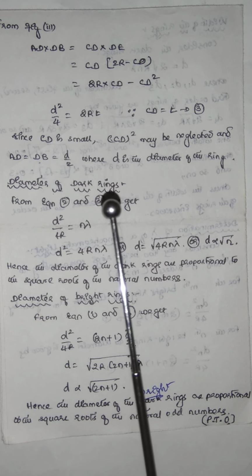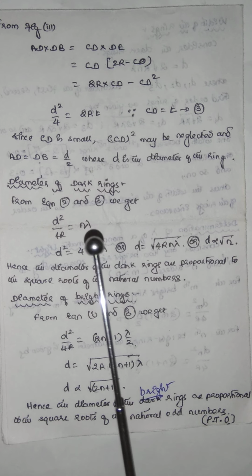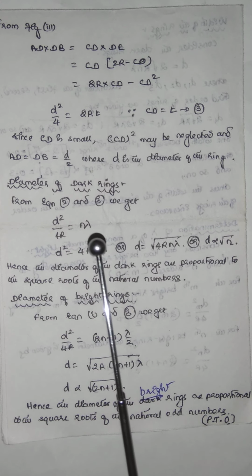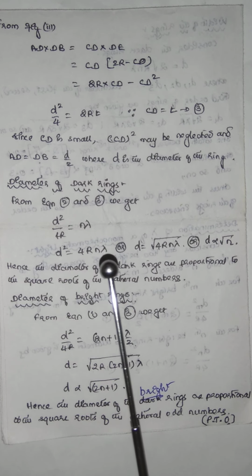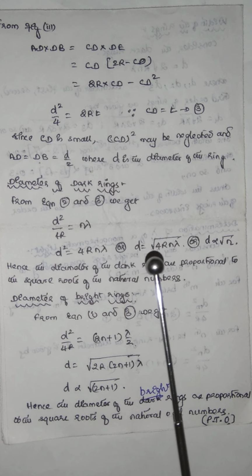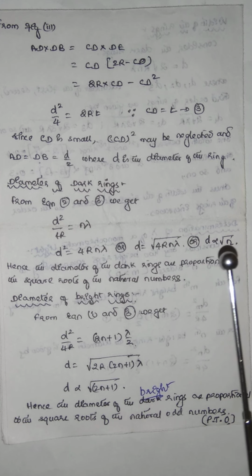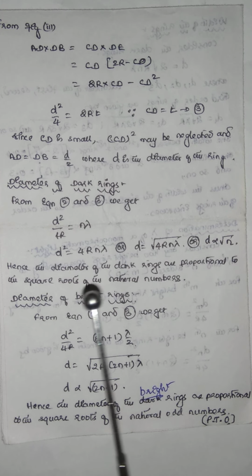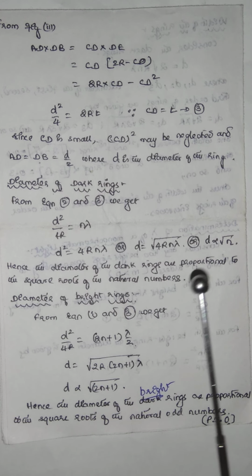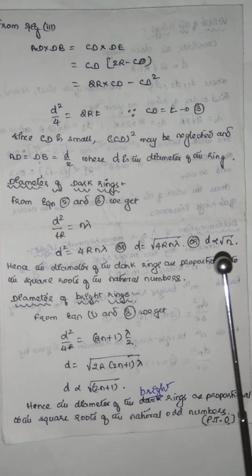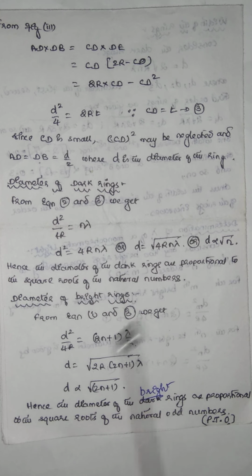Therefore, the diameter of the dark fringe is given by, for dark fringe, the path difference is n lambda. D square by 4R is equal to n lambda, or D square is equal to 4R into n lambda, or D is equal to square root of 4R into n lambda, or D is proportional to square root of n. Therefore, the diameters of the dark rings are proportional to square root of natural numbers. N is an integer, which can take the values 1, 2, 3, etc. They are natural numbers.